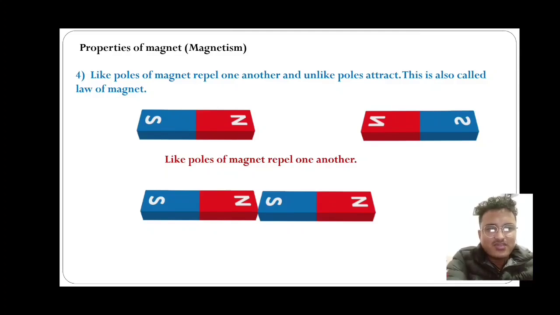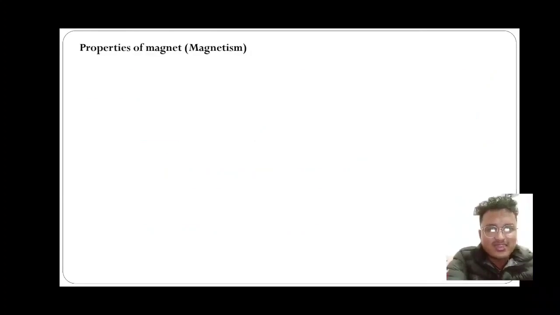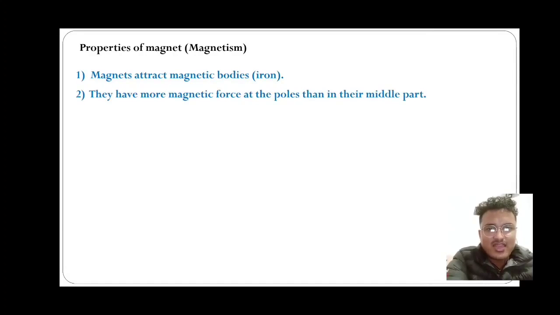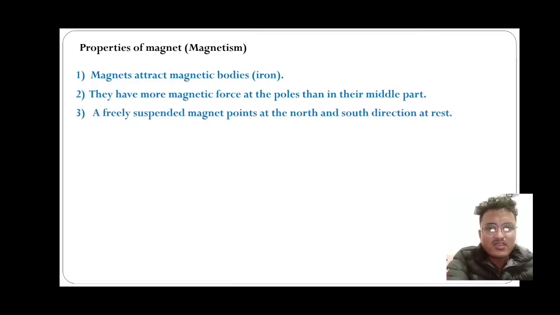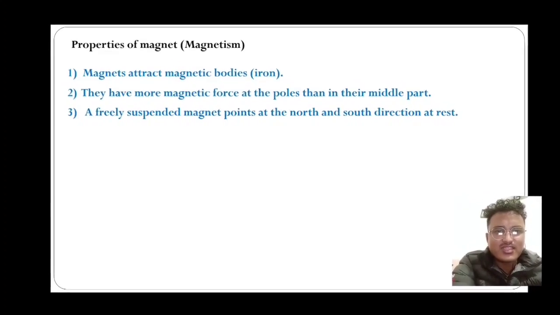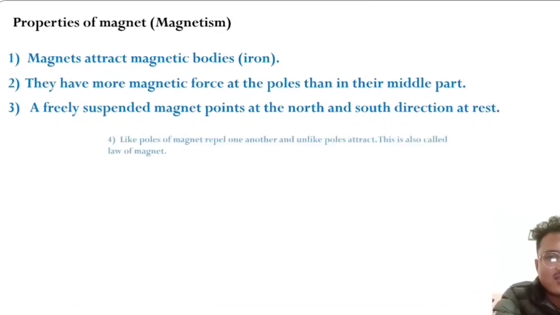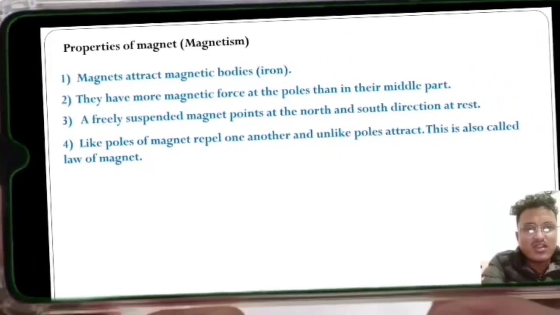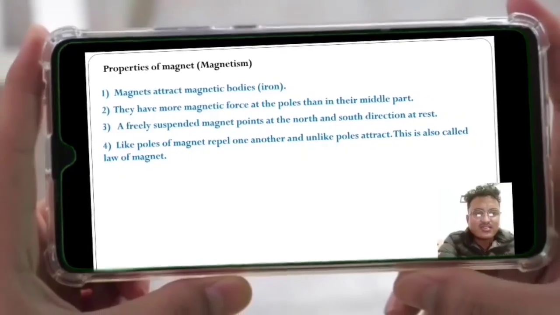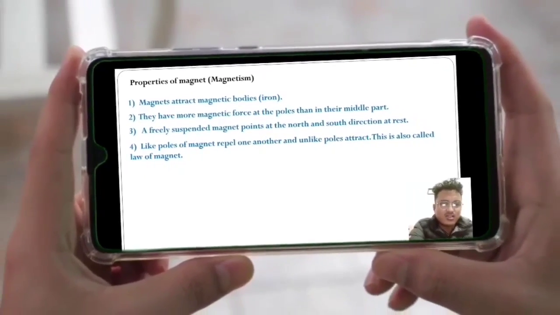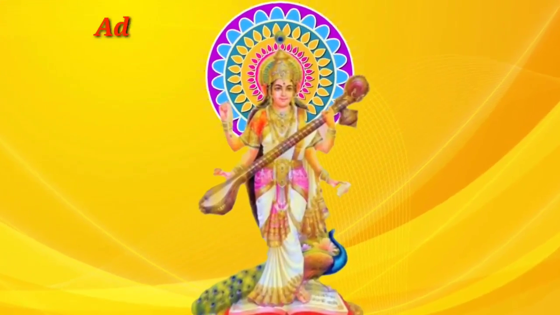So altogether we studied what a magnet is and what the properties of a magnet are. Four properties were studied: magnets attract magnetic bodies; they have more magnetic force at the poles than in the middle part; a freely suspended magnet points in the north and south direction at rest; and like poles of a magnet repel one another and unlike poles attract, which is also called the law of magnet.